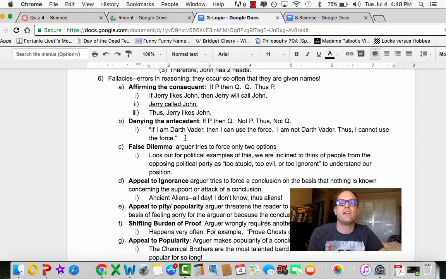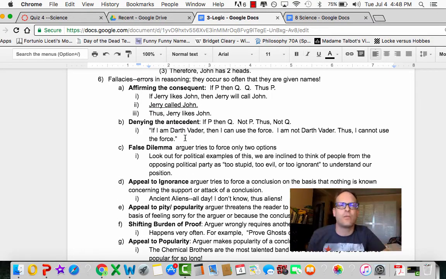Okay, next one is denying the antecedent. This is the last of the weird ones, I promise you. Denying the antecedent is similar to affirming the consequent, but instead of saying yay to the second part, you're actually going to deny the first part. So here's how it would look. If I am Darth Vader, then I can use the Force. I am not Darth Vader, thus I cannot use the Force.